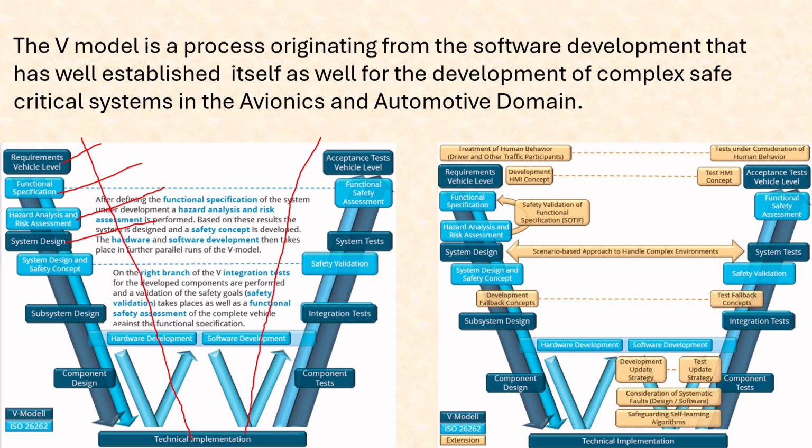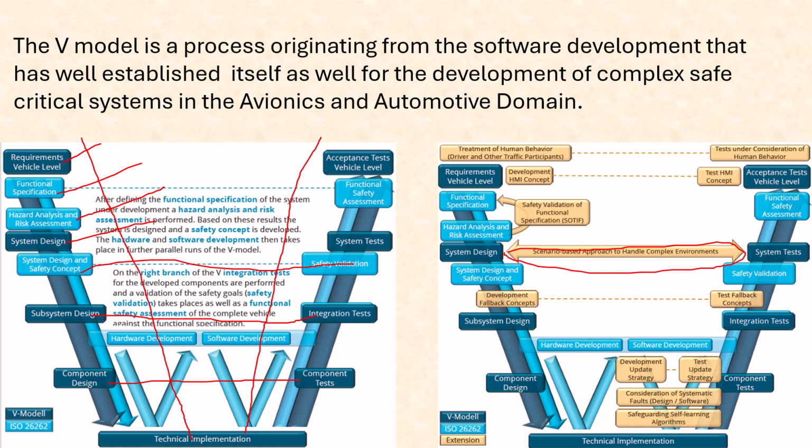Now, here if you see, component design and component tests are facing each other, system design and integration tests are facing each other, safety design and safety validation are facing each other. This is what I meant by matching in parallel, or traceability. This is exactly what I meant. Even in this figure, system design and system requirements, this particular arrow mark which is mentioned here, system design and system tests are parallel to each other.